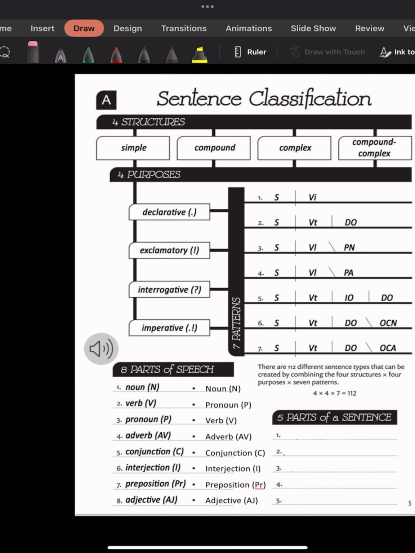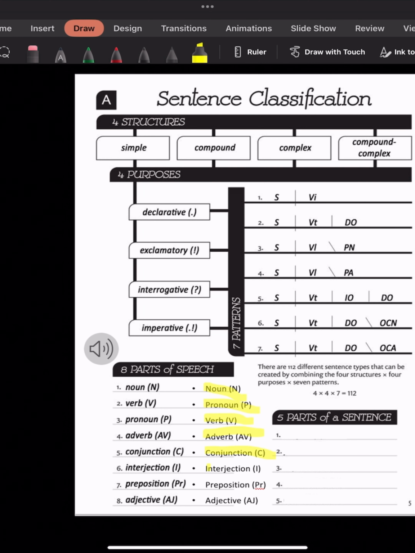All right, so let's go ahead and do that parts of speech chant now that I see the right order here to make sure. So we have 8 parts of speech. 8 parts of speech. Noun, pronoun, verb, adverb, conjunction, interjection, preposition, adjective. 8 parts of speech. 8 parts of speech. Noun, pronoun, verb, adverb, conjunction, interjection, preposition, adjective. One more time. Noun, pronoun, verb, adverb, conjunction, interjection, preposition, adjective.